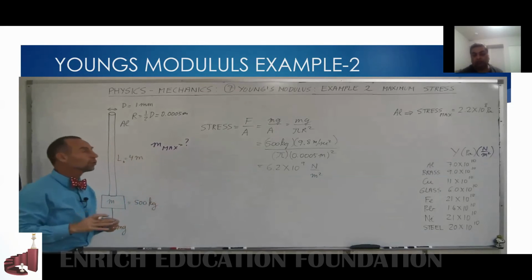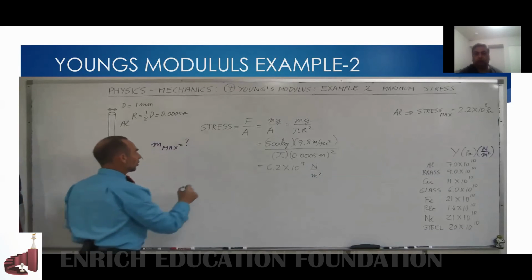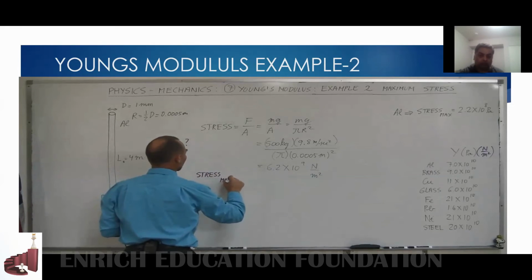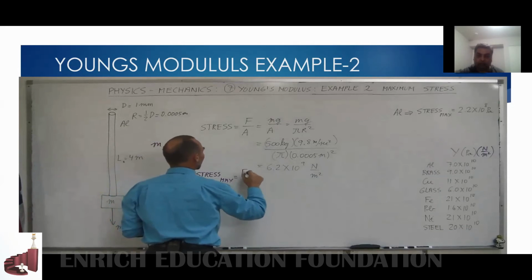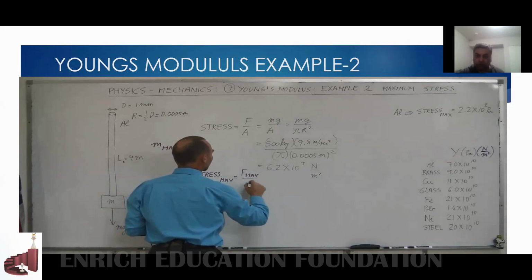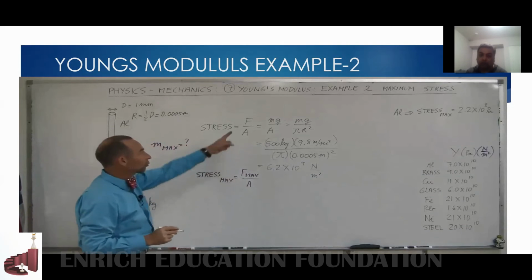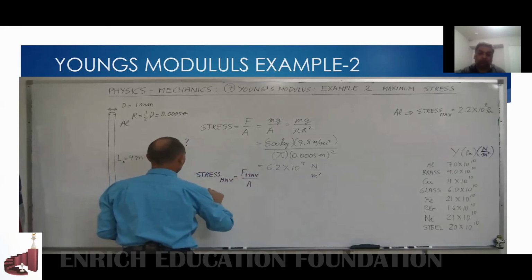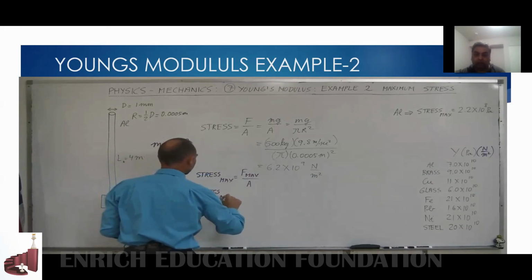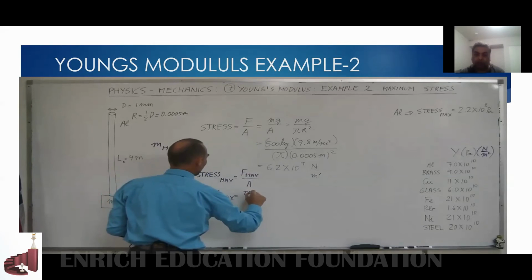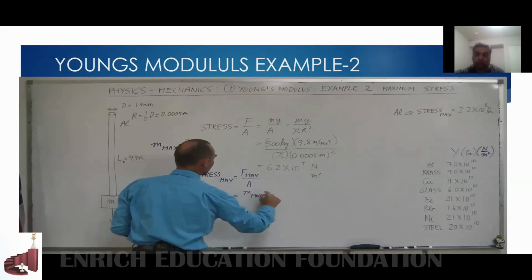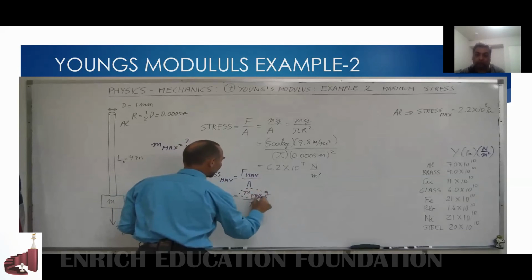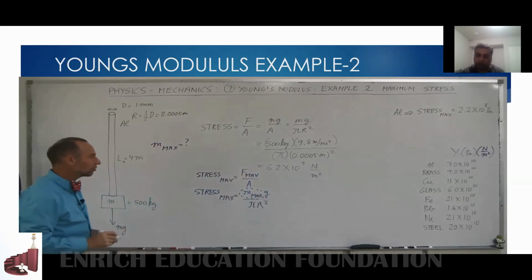All right, so now what we're going to do is we're going to change it like this. We're going to say stress max is equal to F max divided by the cross-sectional area. And F max, of course, will be m times g, which means that the mass will be limited. So we can say that stress max is equal to m max times g divided by the cross-sectional area, which is pi r squared. And so what we're looking for here is the maximum mass. So let's rearrange the equation.